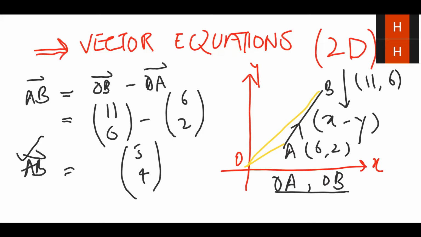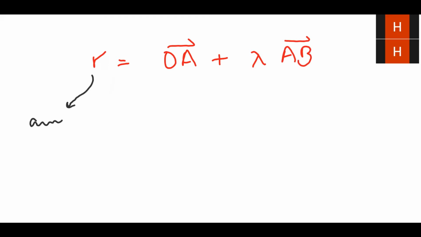In order to find the vector equation in 2D form, you have to know one known coordinate, which is your position vector, and one direction vector, which you find from the two position vectors. The general form of the vector equation is r equals OA plus lambda AB. This r represents any coordinate that we're going to find from our equation. This OA is your position vector, any position vector. You can even use OB over here.